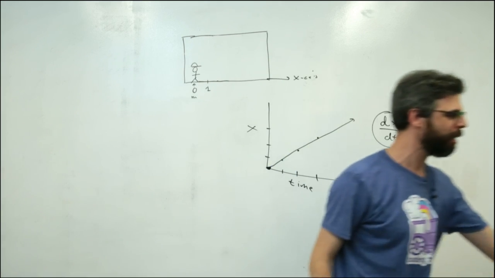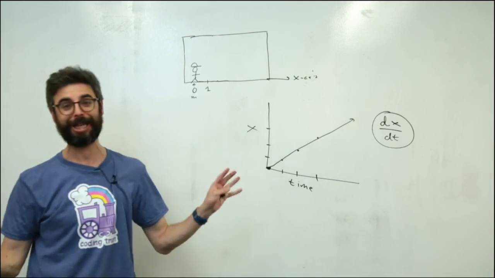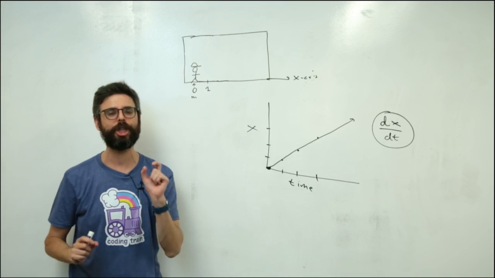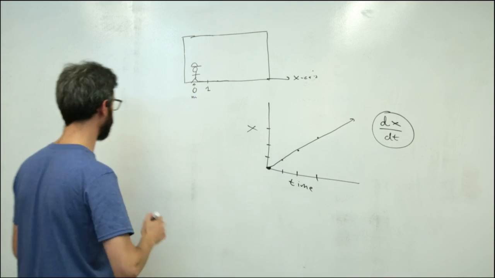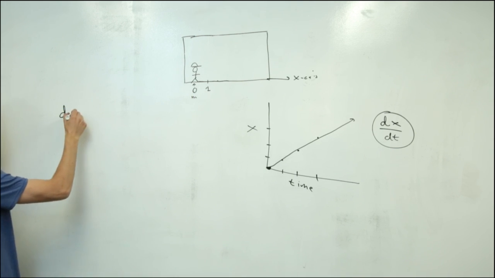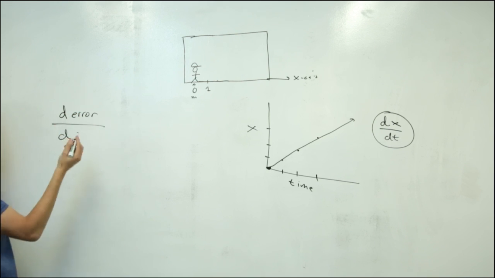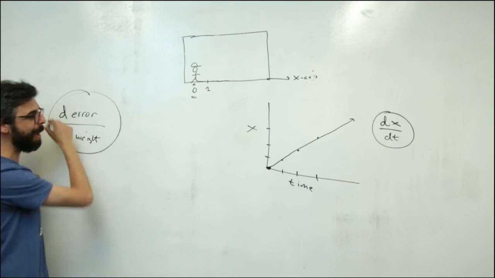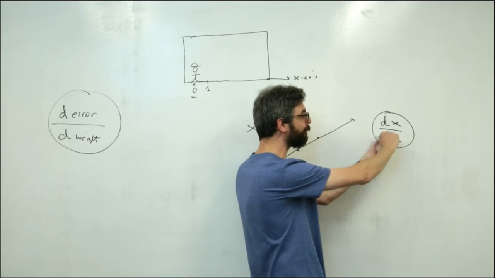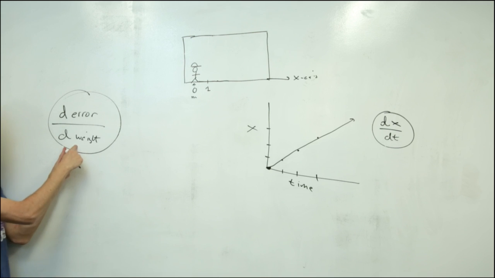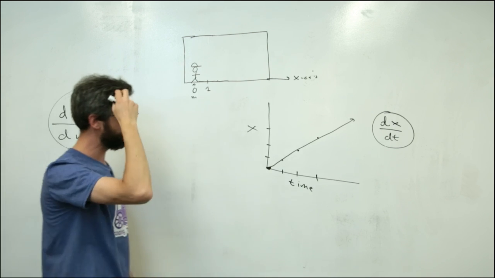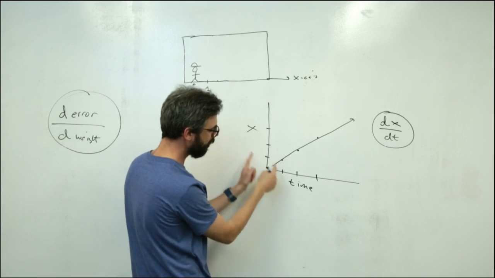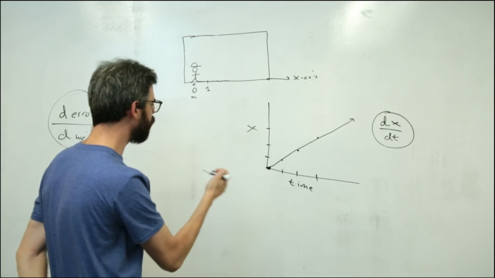Now, this is relevant because what I did in the previous video, and I want to tie this together, this isn't just a general video, was I was looking at how the error changes when I change a parameter of my machine learning system. So how does d error change relative to d weight? If I change a weight, what does that do to the error? So if I can learn how to study how certain variables affect other variables, I can apply that to a machine learning system where I want to change weights to minimize the error. Okay, so this graph being a graph of x as it relates to time, we could write this as a function.